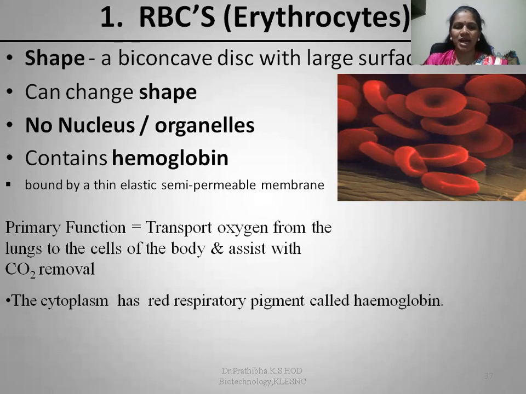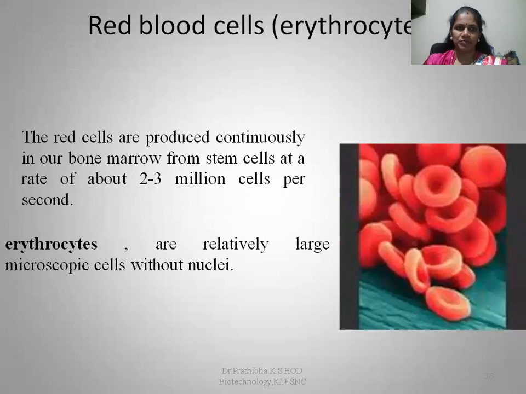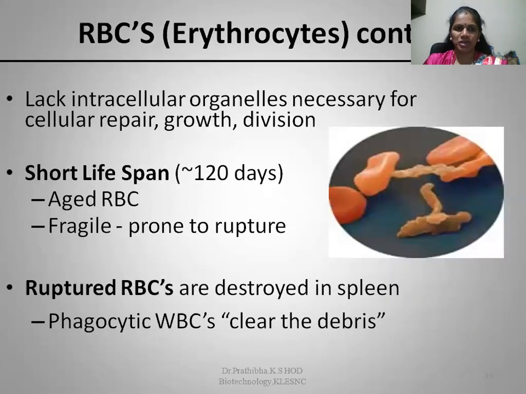The cytoplasm has a red respiratory pigment called hemoglobin. The red cells are produced continuously in our bone marrow from stem cells at a rate of about 2 to 3 million cells per second. Erythrocytes are relatively large microscopic cells without nuclei. Let us understand in detail about red blood corpuscles. They lack intracellular organelles necessary for cellular repair, growth, division.